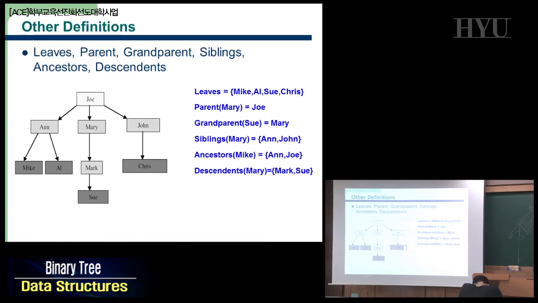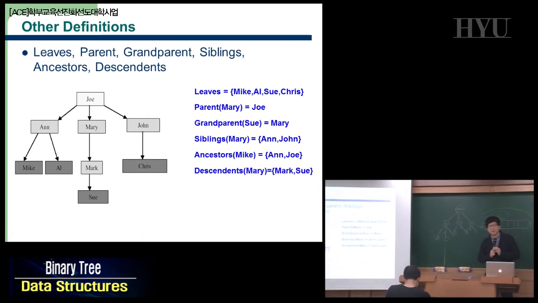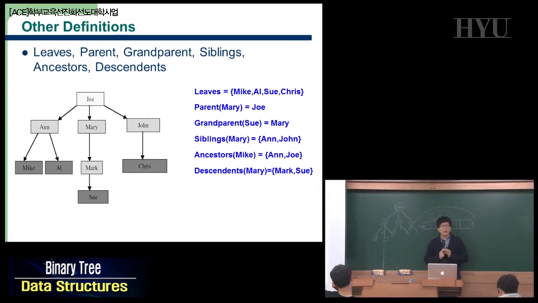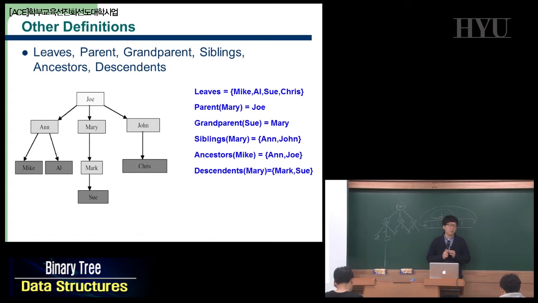Ancestors of Mike. Where's Mike? Yeah, ancestors of Mike. Then anything above Mike will be the ancestors. They don't distinguish grandparents or anything like that.